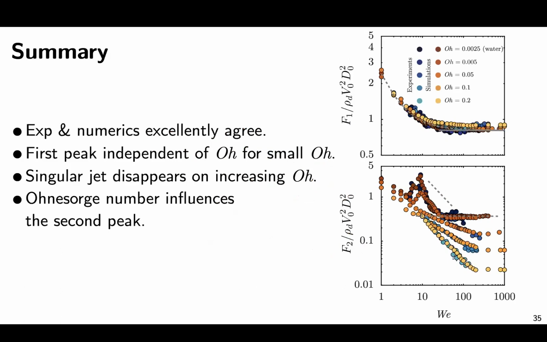So with that, I come to the summary of my talk. First, we show that, once again, we have an excellent agreement between experiments and simulations. And the first impact peak is independent of Ohnesorge number for small Ohnesorge numbers, and for high Ohnesorge numbers, it shows a power law behavior, which we are trying to decipher now. Another striking feature of increasing Ohnesorge numbers is that the singular jet, which was reminiscent of a hydrodynamic singularity of converging capillary waves, simply disappears on increasing Ohnesorge number. And of course, all of this hints that the Ohnesorge number influences the second peak quite a lot, as you can see in this plot over here.